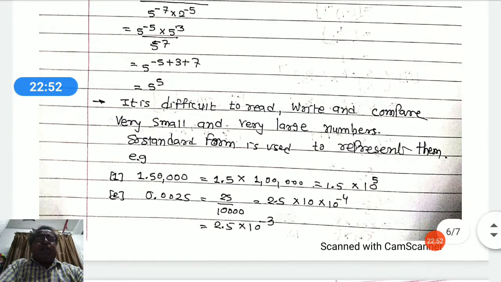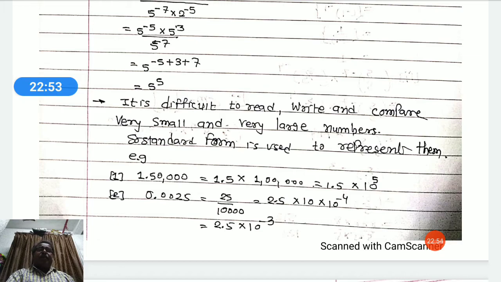Now, it is difficult to read, write and compare very small and very large numbers. So standard form is used to represent them. Example given, 150,000 is equal to 1.5 multiplied by 1 lakh is equal to 1.5 multiplied by 10 raised to 5.